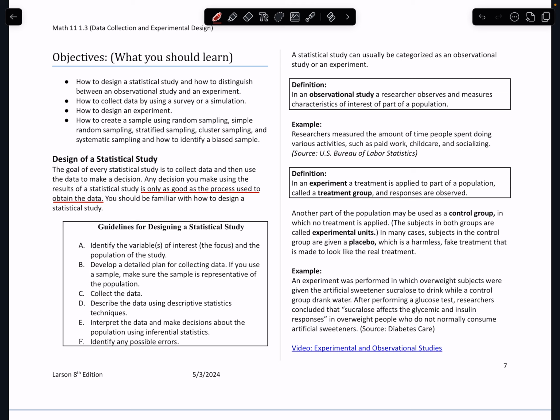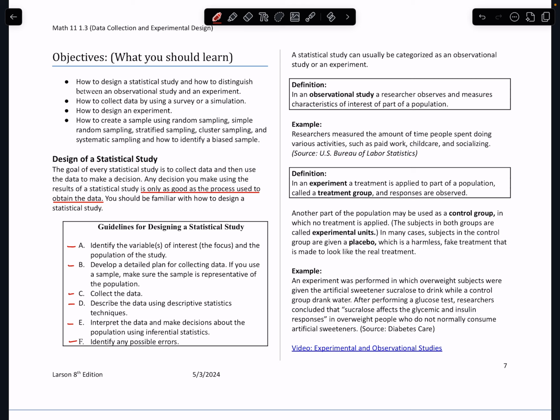It says identify the variables of interest, also known as the focus, and the population of the study. Develop a detailed plan for collecting data. If you use a sample, make sure the sample is representative of the population. C, collect the data. Then describe the data using descriptive statistics techniques. Interpret the data and make decisions about the population using inferential statistics. And F, identify any possible errors.